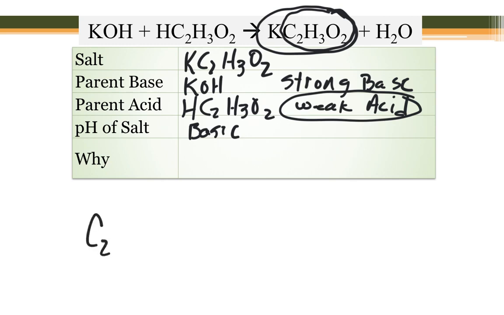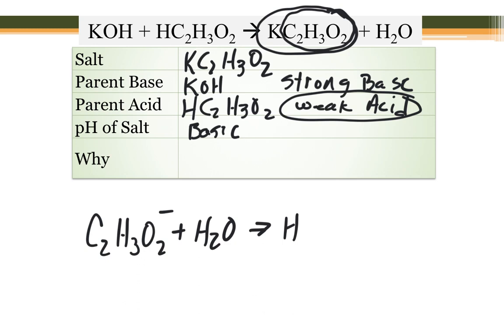So what I'm going to take is C2H3O2 minus, the weak part of that salt, and add water to it and predict the products. If I do that, one of the hydrogens is going to go to reform the original acid, so that would be HC2H3O2. The other product would be, because I removed that hydrogen from the water, hydroxide ions. This would actually be an equilibrium expression here.